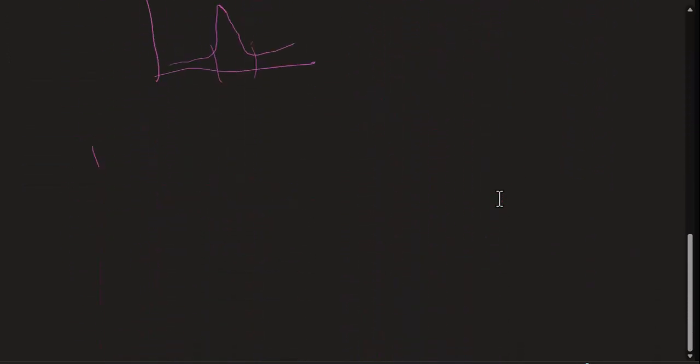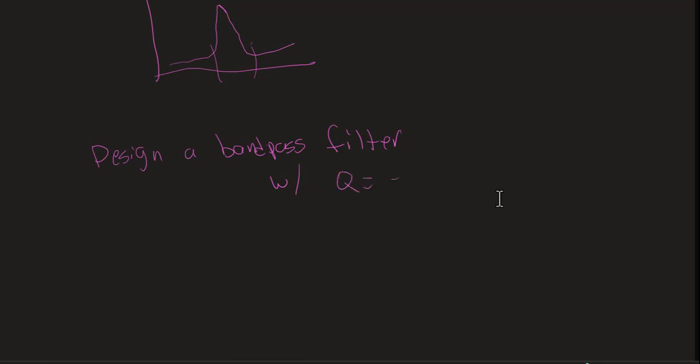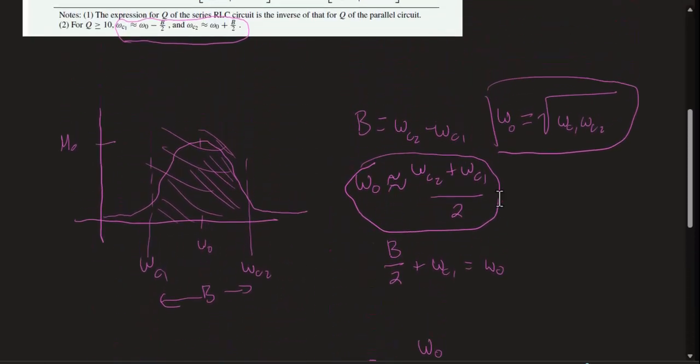So if you had to design a bandpass filter with a Q equal to something, and you had some other values, you can just use these formulas to fill them out.